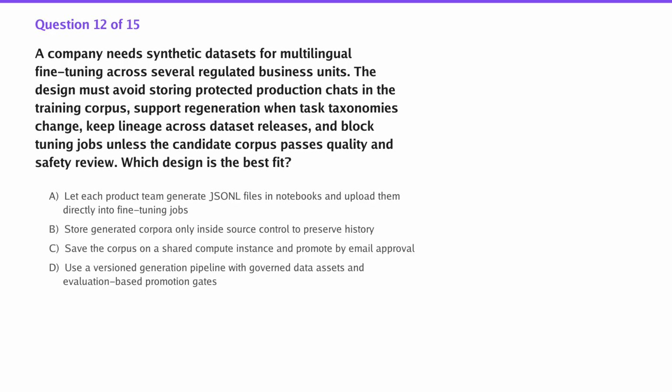Option A, let each product team generate XML files in notebooks and upload them directly into fine-tuning jobs. Option B, store generated corpora only inside source control to preserve history. Option C, save the corpus on a shared compute instance and promote by email approval. Option D, use a version generation pipeline with governed data assets and evaluation-based promotion gates. The correct answer is option D, use a version generation pipeline with governed data assets and evaluation-based promotion gates.